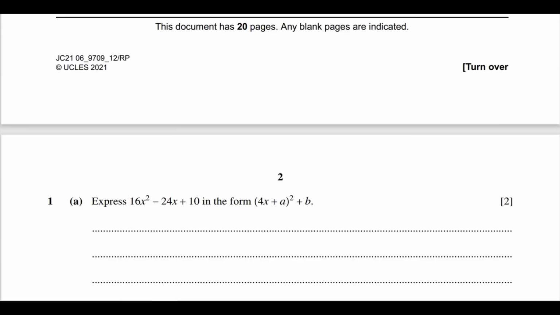Express 16x squared minus 24x plus 10 in the form (4x plus a) the whole squared plus b. So we have to express 16x squared minus 24x plus 10 in the form (a plus b) the whole squared. Okay. So 16x squared can be written as (4x) the whole squared. Now the a value is 4x.